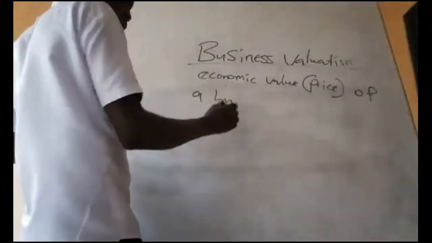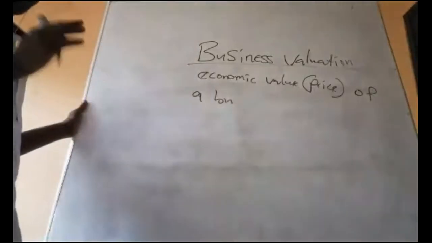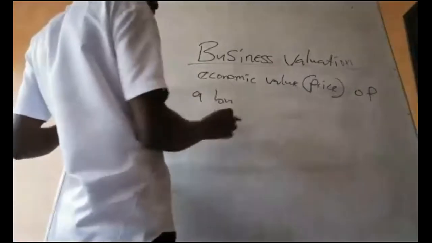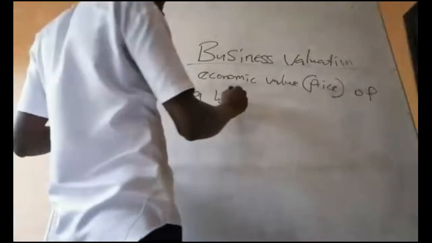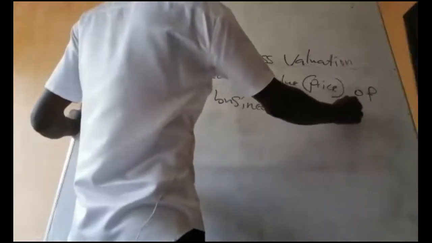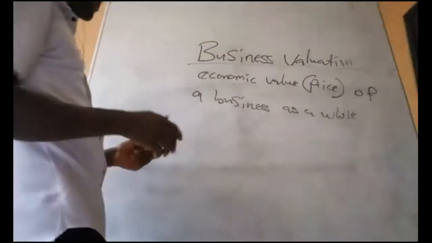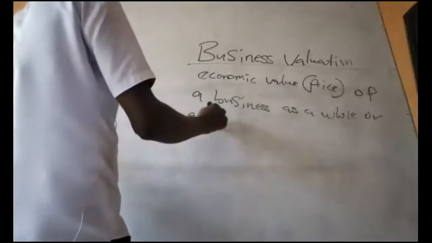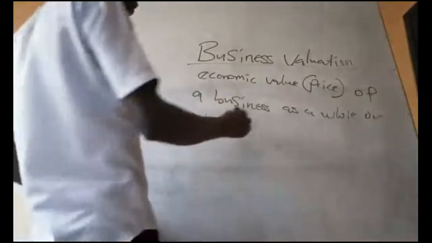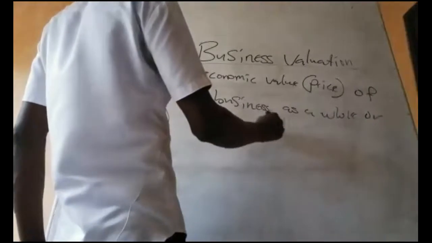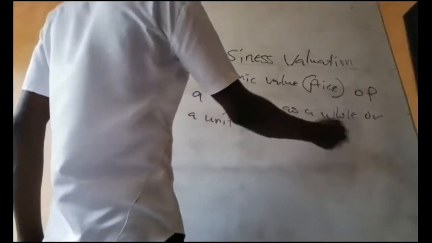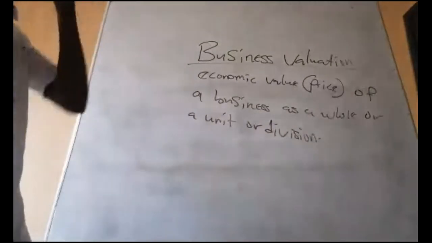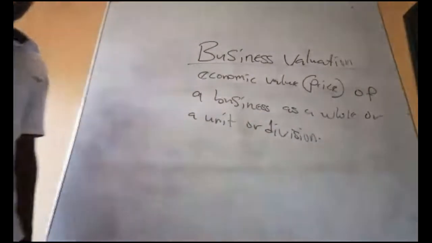Economic value of what? Of a business. The business means company, organization, both quoted and unquoted company. Of a business as a whole, or a unit or part of the business, or a division, not the entire business. Division and unit, what's the difference? There's a difference. I'll leave it to you.